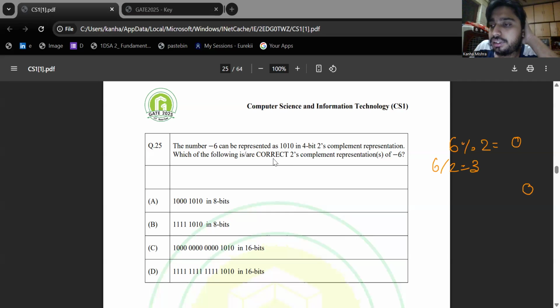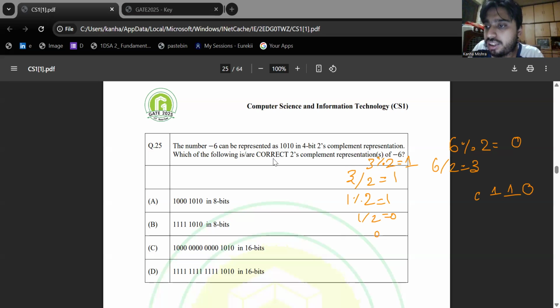After that, 3 modulus 2 is 1, so you can add 1 here and divide it again. 3 divided by 2 is 1. Then 1 modulus 2 is 1, and 1 divided by 2 will be 0, so 0 we can add. This is one of the tricks, or you can use any other way.